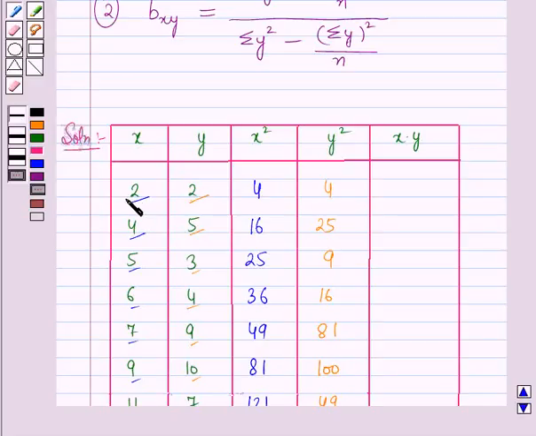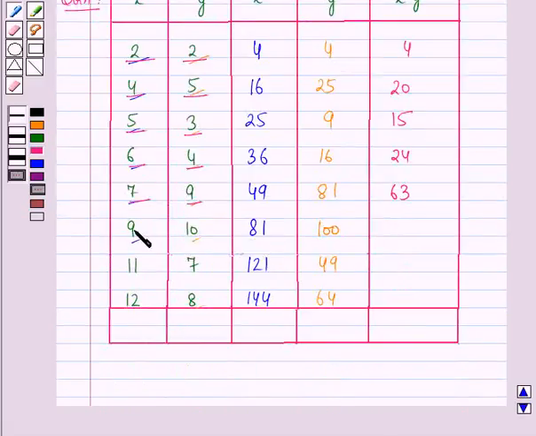Now we will find x into y. Here 2 into 2 will be 4, 4 into 5 will be 20, 5 into 3 will be 15, 6 into 4 is 24, 7 into 9 is 63, then 9 into 10 is 90, 11 into 7 is 77, and 12 into 8 is 96.